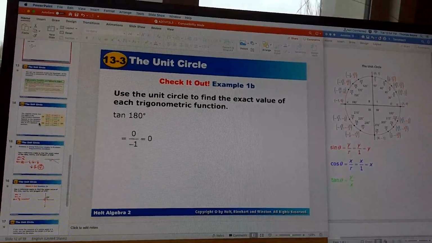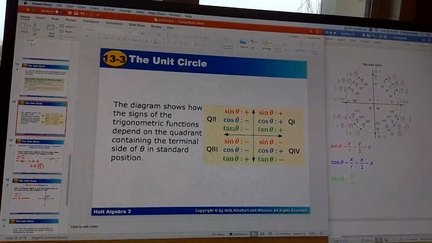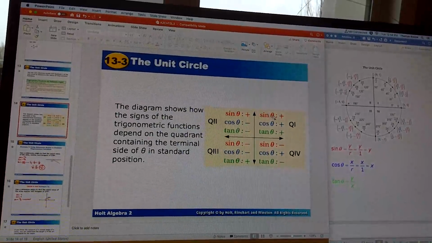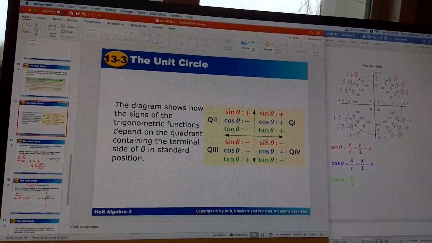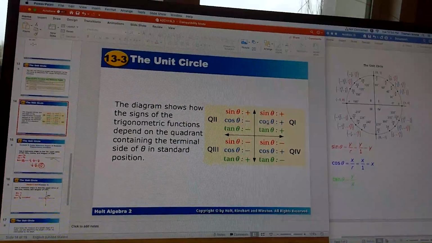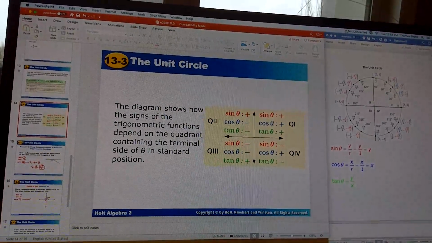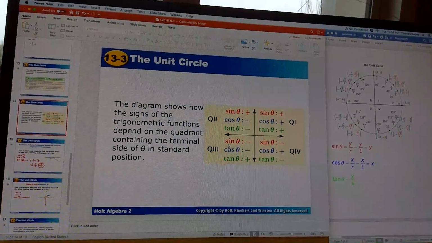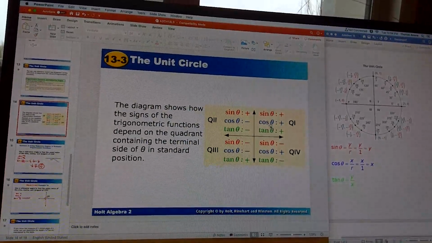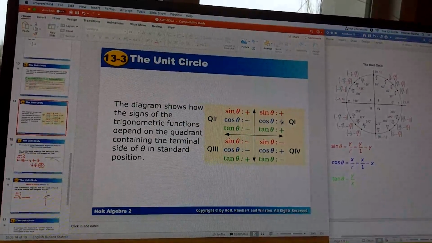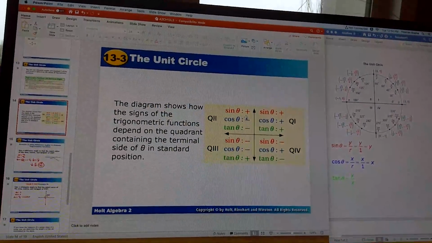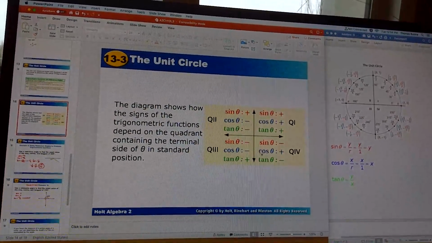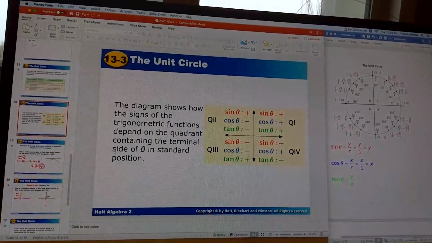Now, other things to keep in mind. This little chart shows you where things are positive and negative. Now remember, sine is really the y value, so it makes sense that the sine will be positive in the first and second quadrant, negative in the third and fourth. Cosine is the x coordinate, so it makes sense that it's going to be positive in the first and fourth, but negative in the second and third. And tangent, of course, is sine divided by cosine, so when they're the same sign, it'll be positive. And when they're opposite, when you take positive divided by negative or vice versa, you're going to get negatives. So it's a good thing to keep in mind as you do those.